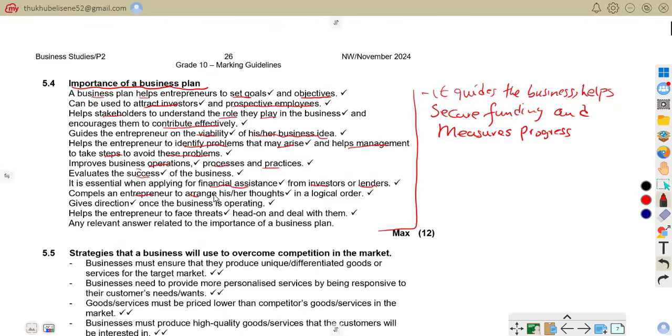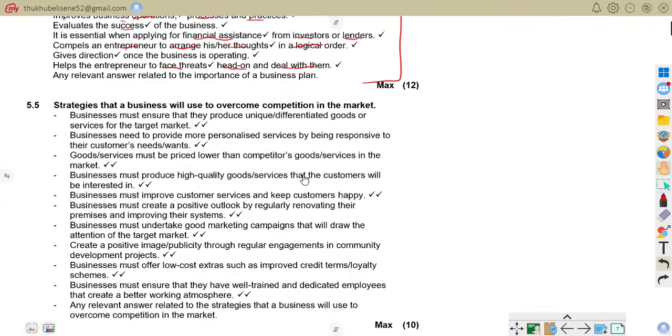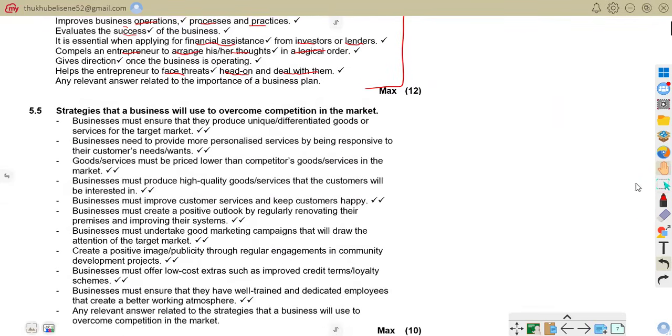It compels an entrepreneur to arrange his or her thoughts in a logical order. It helps an entrepreneur to face threats head on and deal with them. That is that. Now let us move on to another aspect, which is strategies that a business will use to overcome competition in the market.